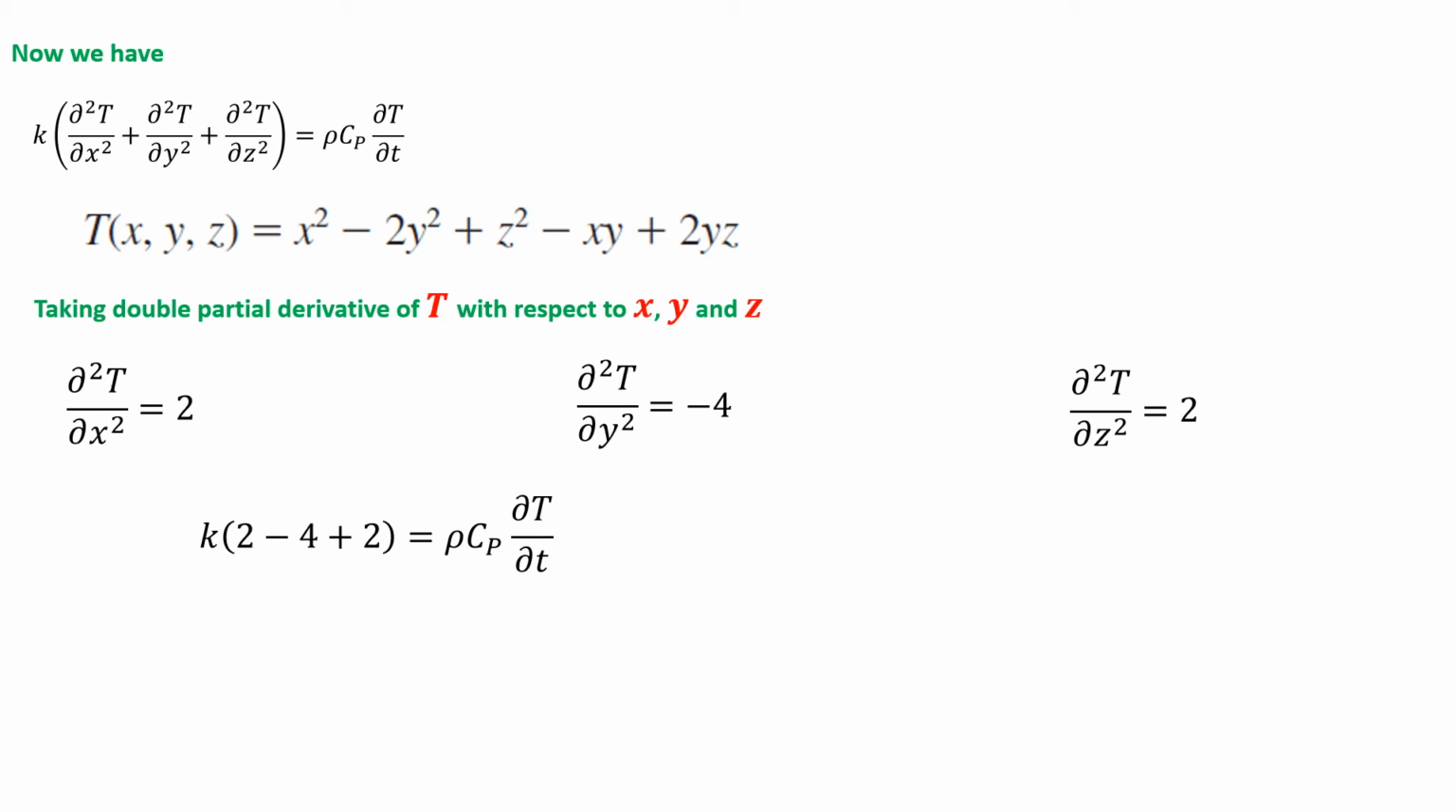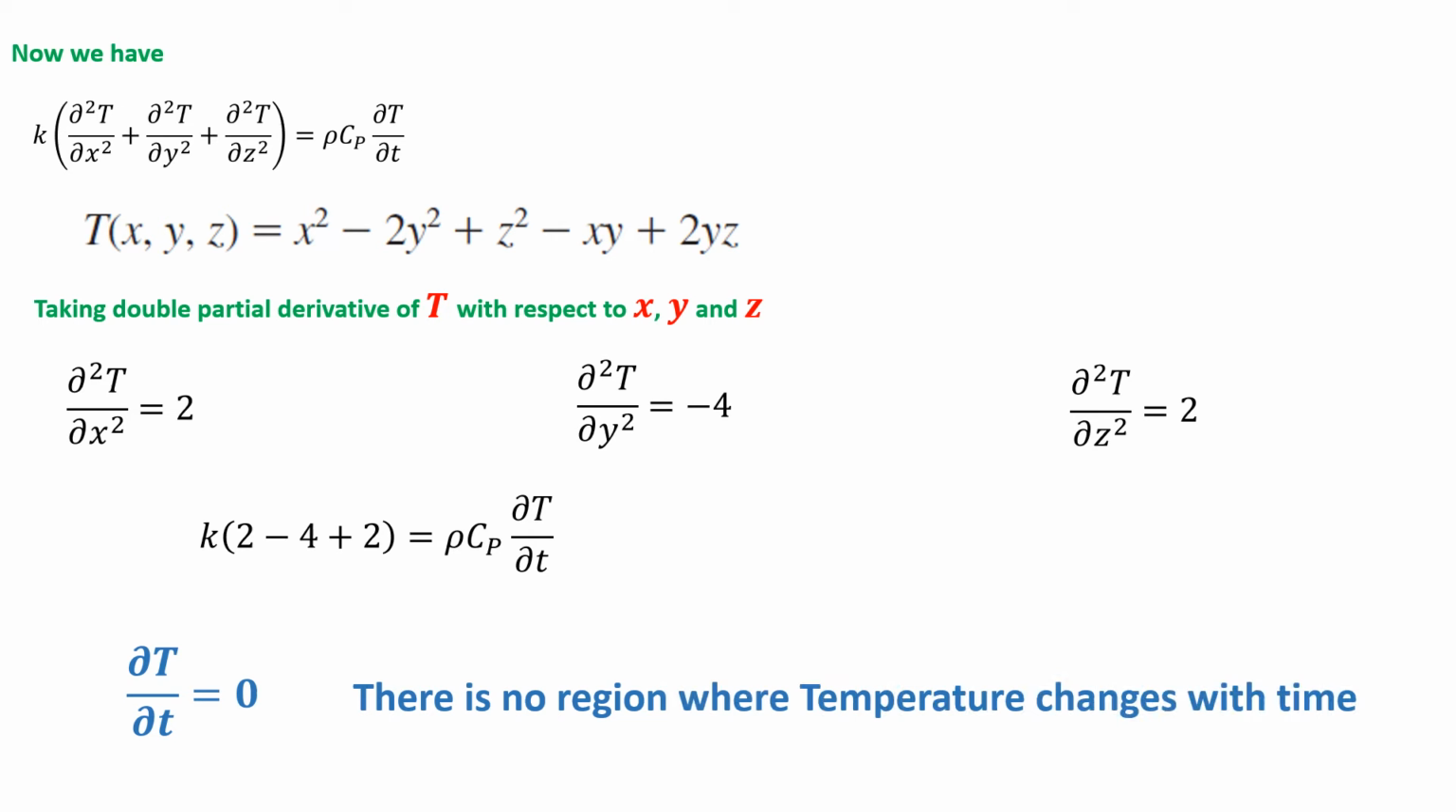You have found that k times (2 minus 4 plus 2) is equal to rho cp ∂T/∂t, or ∂T/∂t is equal to 0. It means there is no region in which temperature changes with respect to time. In short, this was the steady state temperature distribution.